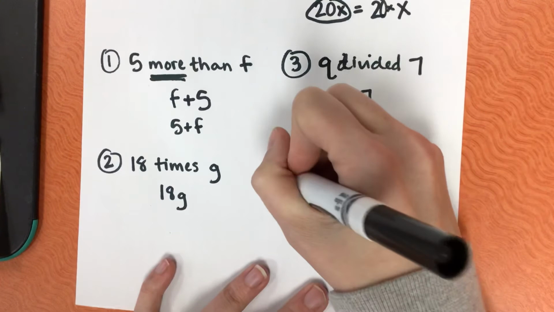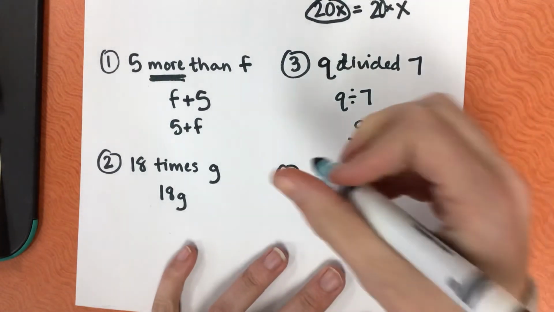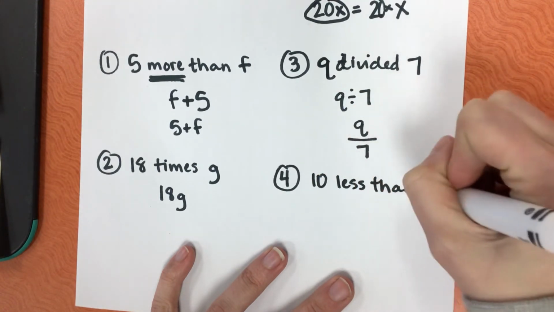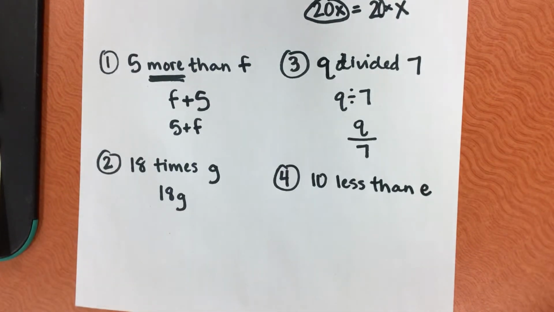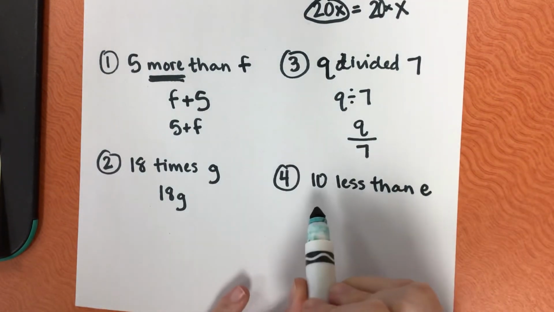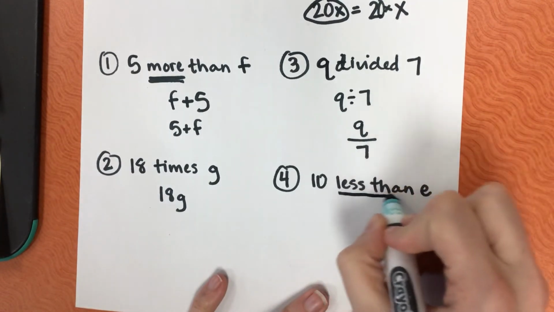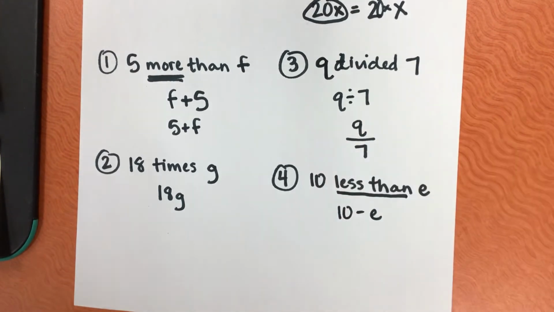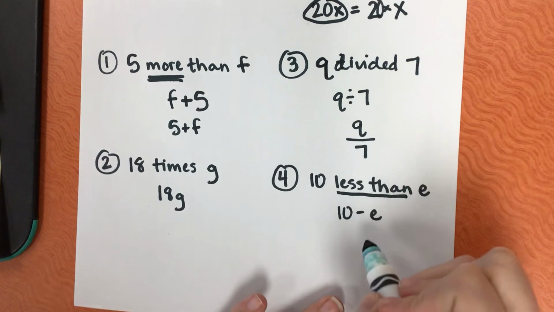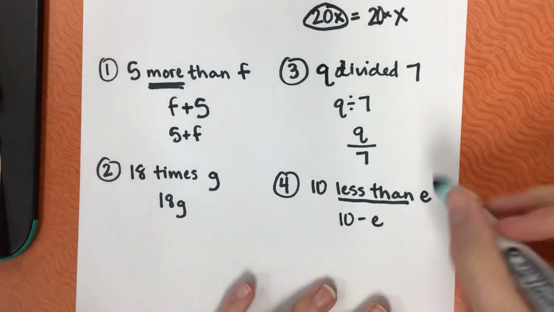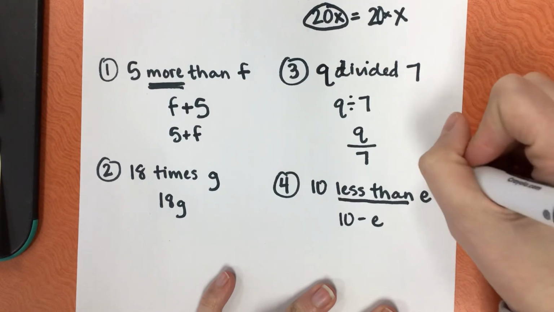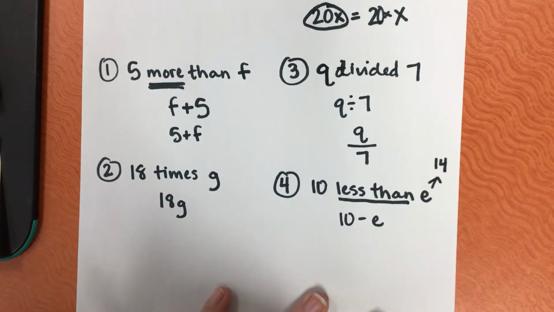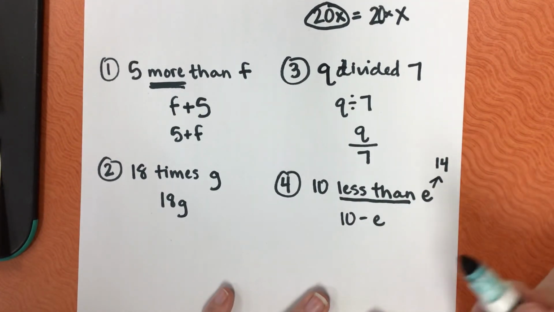And then the last one is one that I specifically want to talk about because this one can get very confusing. 10 less than e. It's very tempting when you see this to just write it out exactly how it says. So you most of the time know that less than means to subtract. So it's very tempting to do this, 10 minus e. However, we need to make sure that that is true. What if in this problem e was 14? If I asked you, what is 10 less than 14? You would tell me that 10 less than 14 is 4.